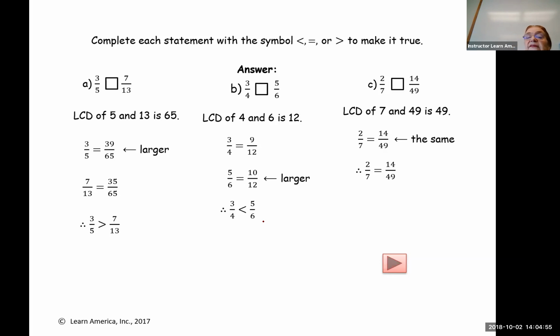Finally, looking at 2/7 and 14/49, if we change everything to 49ths, we see that 2/7 is the same as 14/49, and therefore 14/49 is equivalent to 14/49, and these fractions are equal.